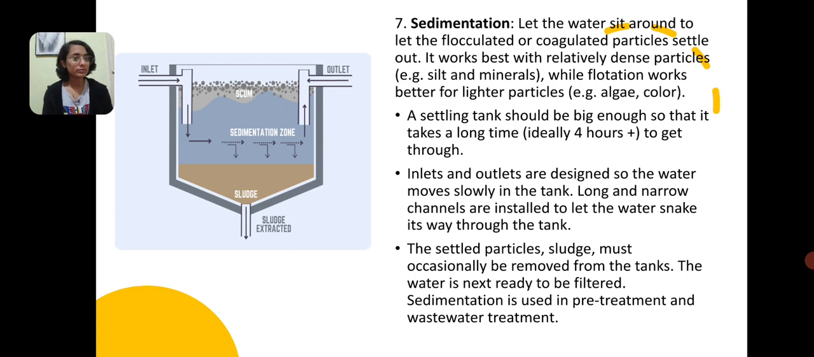Inlets and outlets are designed so the water moves slowly in the tank. Long and narrow channels are installed to let the water snake its way through the tank. The settled particles, sludge, must occasionally be removed from the tanks. The water is next ready to be filtered. Sedimentation is used in pre-treatment and wastewater treatment.